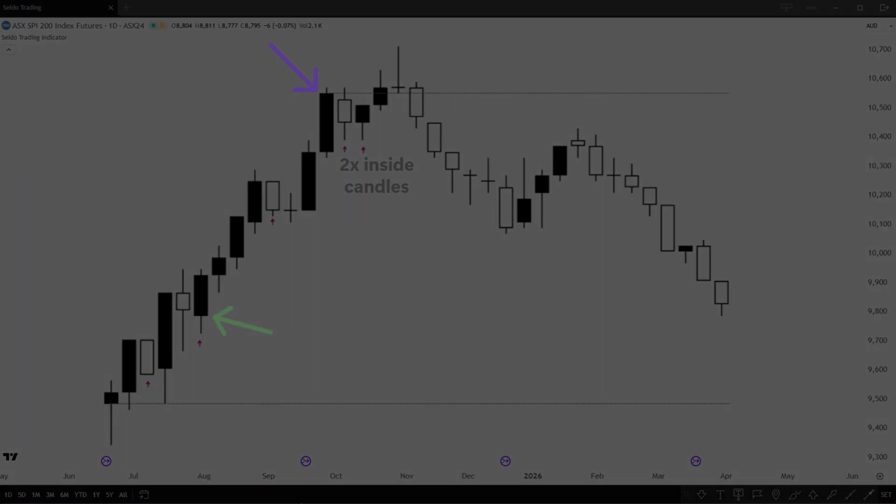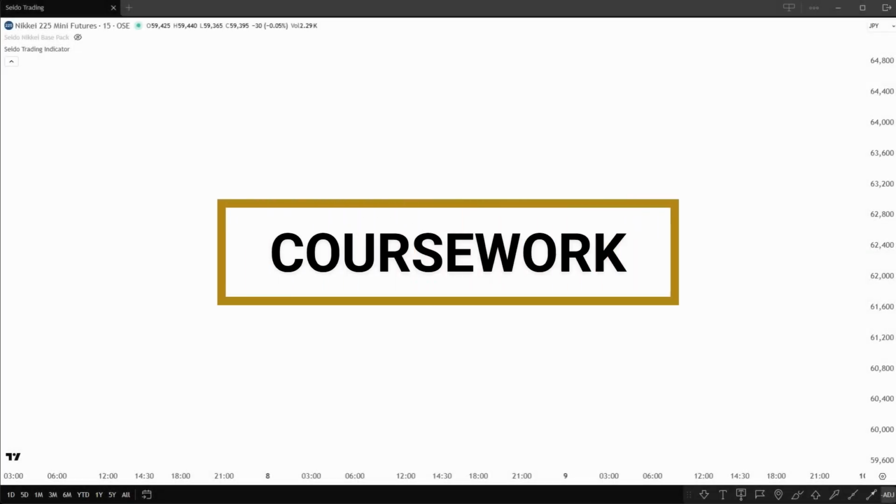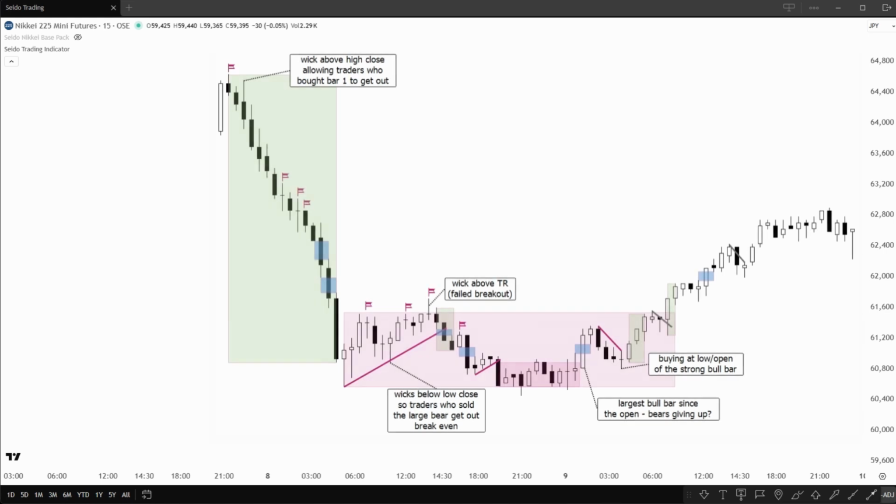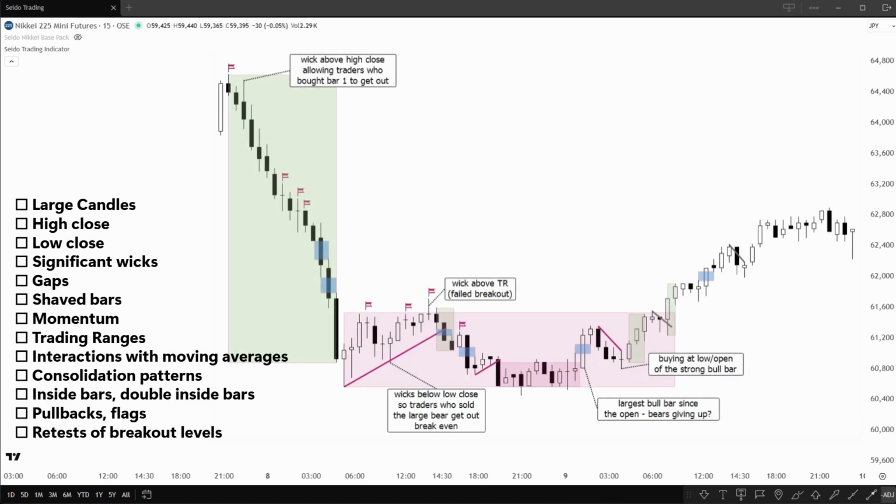Your coursework for this lesson is to add consolidation patterns to your chart annotation checklist. Start by identifying whether your market is trending or in a trading range. Then find periods of momentum and look at what price did afterwards. For each consolidation you identify, mark the high and low of the range. Ask yourself where the 3 groups of traders are positioned.